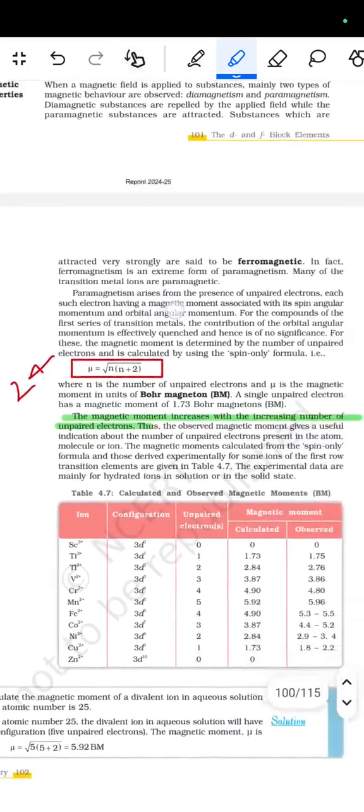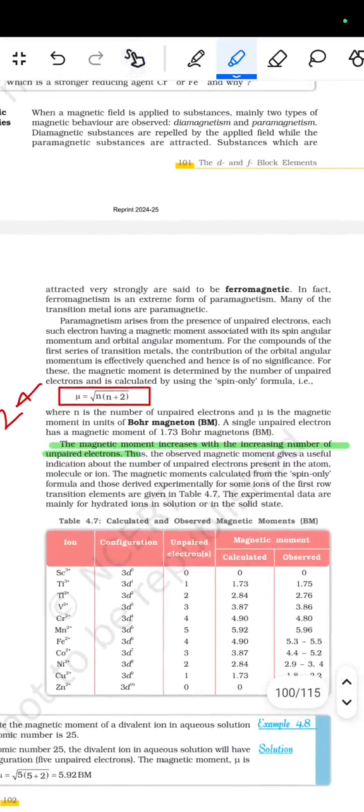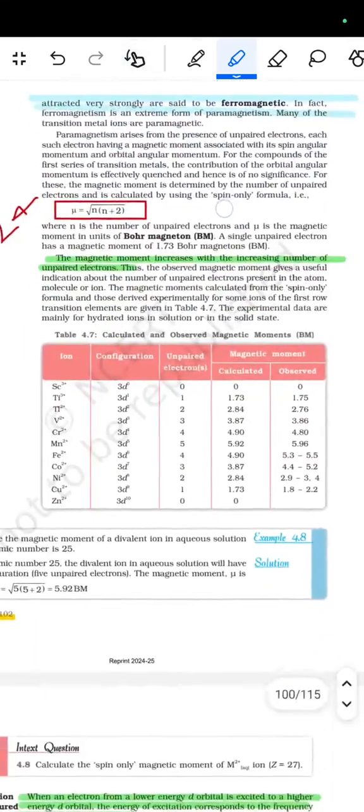अब आगे बात करते हैं मैग्नेटिक प्रॉपर्टीज की. तो when a magnetic field is applied to the substance, mainly two types of the magnetic behavior are observed: diamagnetism and paramagnetism. Diamagnetic substances are repelled by the applied field, while the paramagnetic substances are attracted. Substances which are attracted very strongly are said to be ferromagnetic. In fact, ferromagnetism is an extreme form of the paramagnetism.